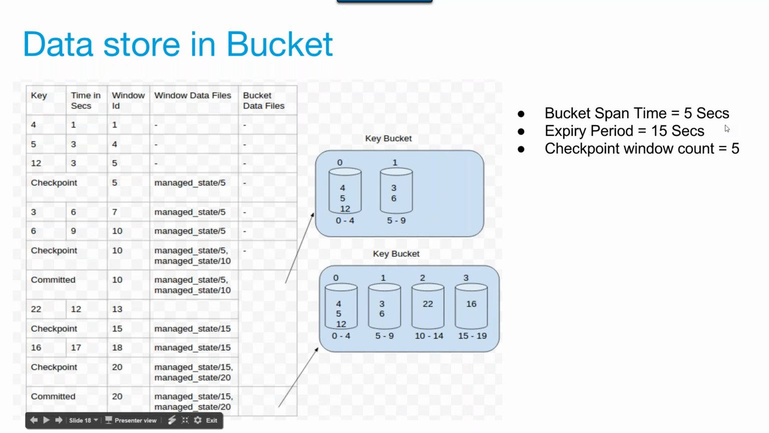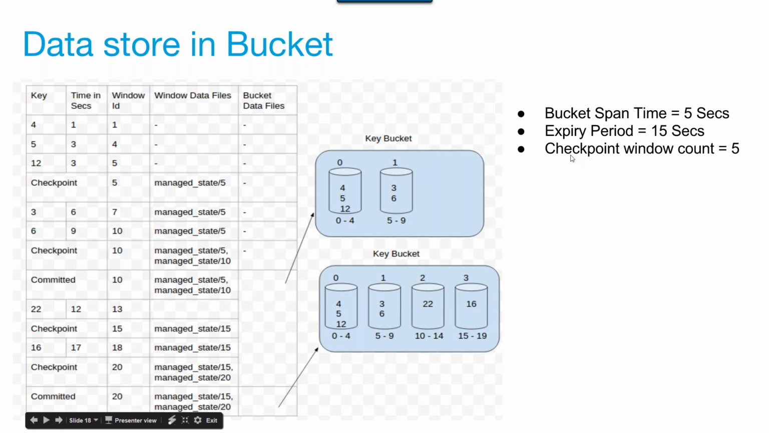The next topic is how do we store the data into the bucket. Here the bucket is the key bucket. Let's go through this example. Here I have the fields like key, time in seconds, and window ID, and the other two things are window data files and the bucket data files.